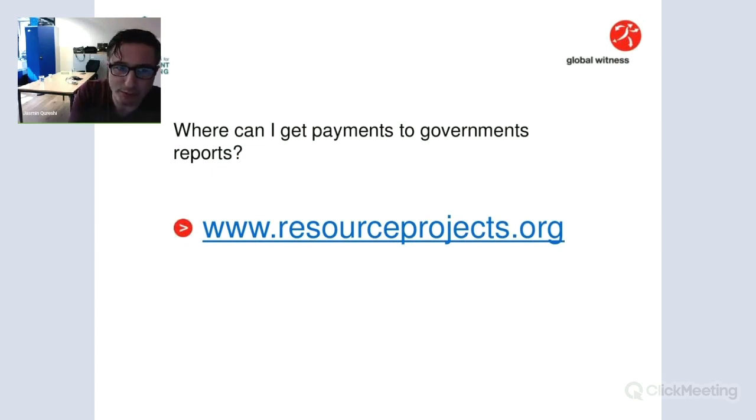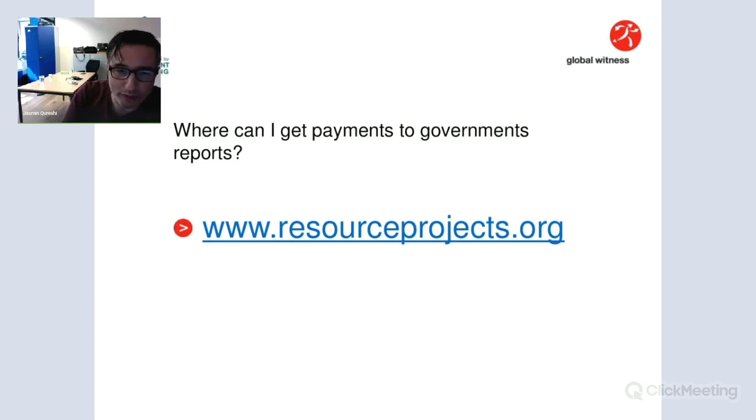So, just quickly on where to get payments to governments reports. I would say the first place to go is resourceprojects.org, which is a fantastic tool created by the Natural Resources Governance Institute, NRGI, another NGO. Really great place to go, kind of a one-stop shop to get your payment reports.